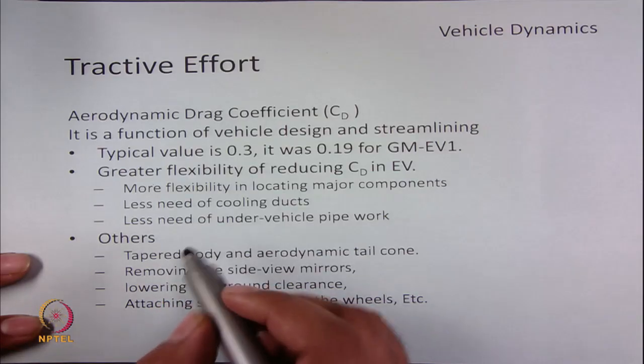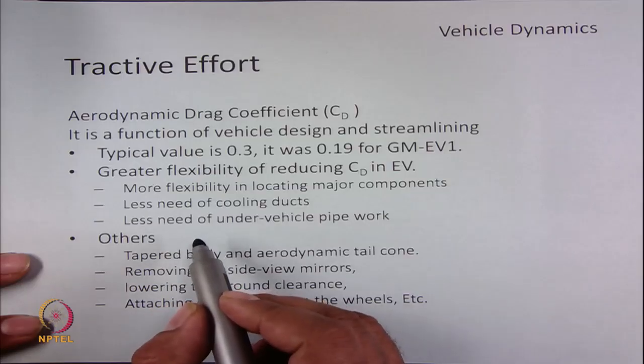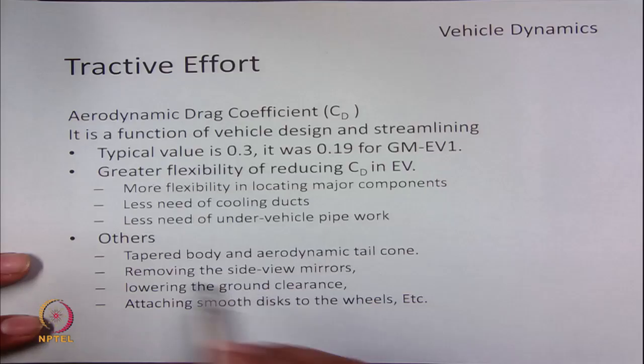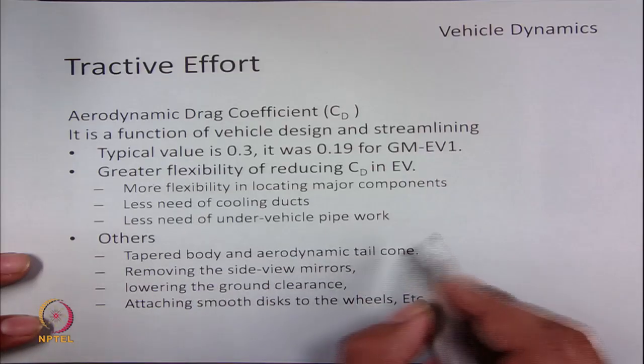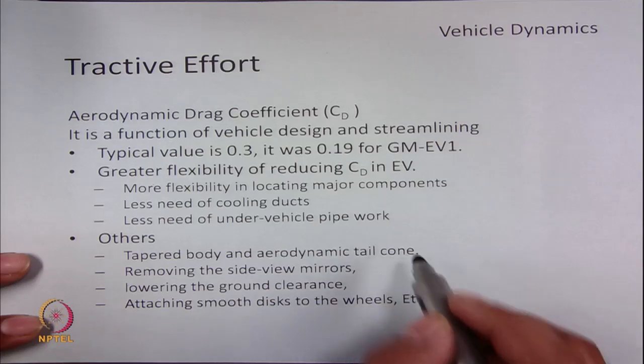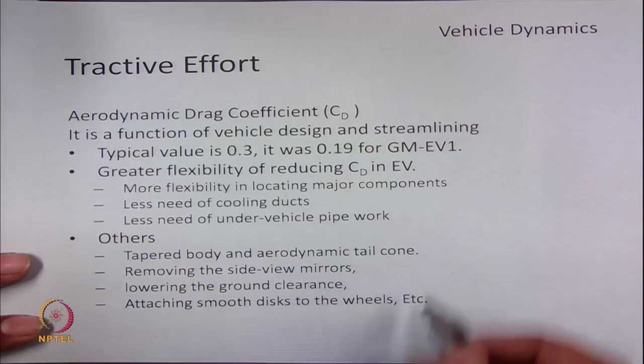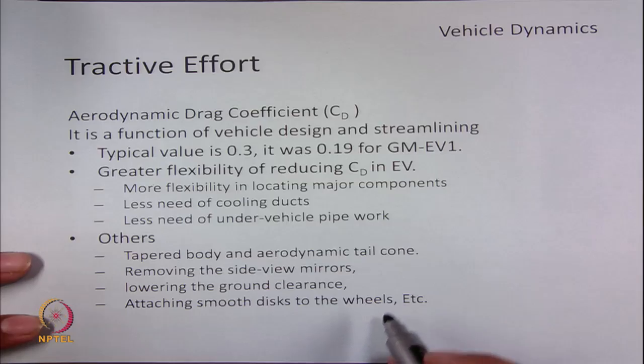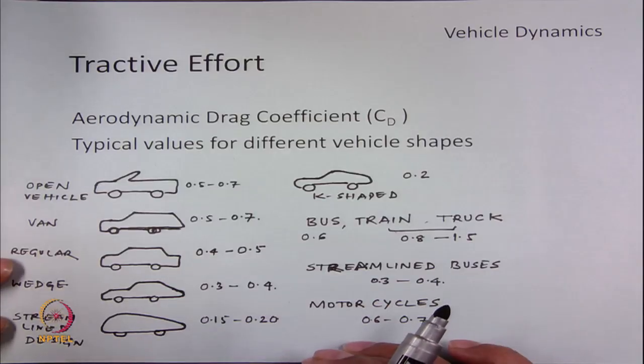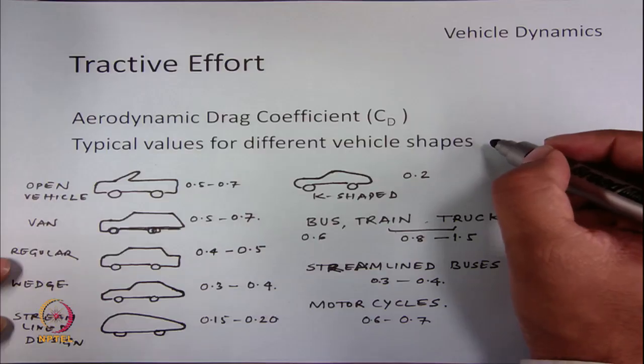Other transmission or design parameters which can be improved are you can have a tapered body or aerodynamic tail cone for reducing the low pressure in the back side, removal of side view mirrors, lowering the ground clearance, and having a smooth disc on the wheel, and there can be many ways this can be done, but these are some of the indicative parameters. So, let us see what are the typical values of this drag coefficient for different types of vehicle shapes.